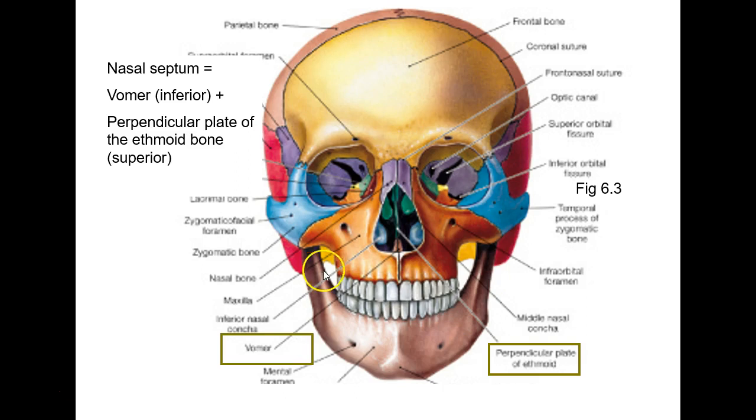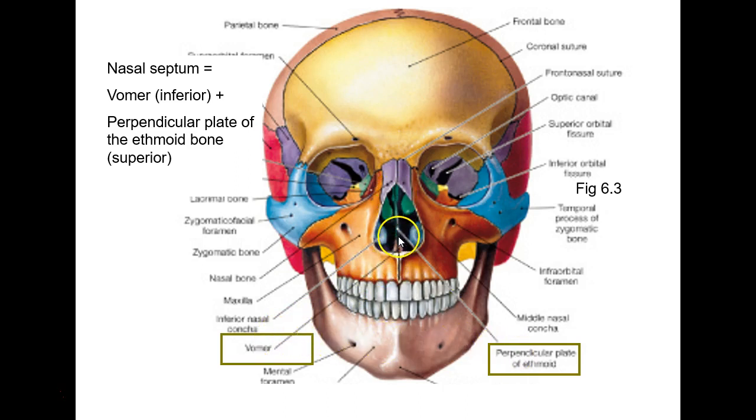So, almost done with this part of the lecture. But let's just talk a little bit about structures on the skull here. This is called the nasal septum. All right. So this perpendicular plate of the ethmoid, we talked about the ethmoid bone a little bit. It hangs down and it connects with this little bone down here called the vomer. Those two things together make up the nasal septum.